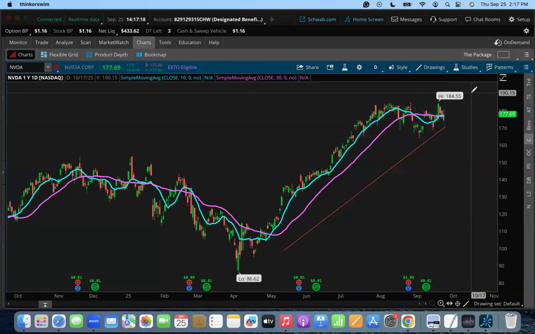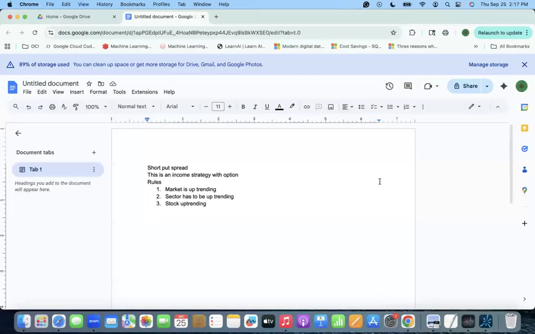So this is the stock I'll choose to even think about placing a short put vertical spread to earn money, because I know the stock is trying to go up and keep the momentum upwards. The sector is good, the market is good, all looks pretty bullish to me. So now I can really think of placing a trade.